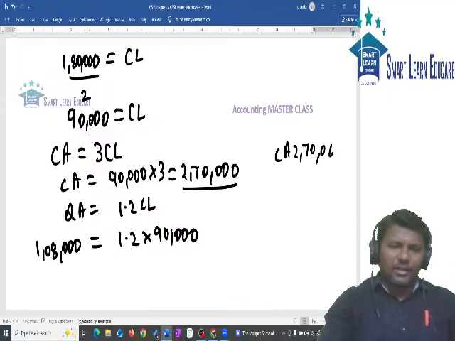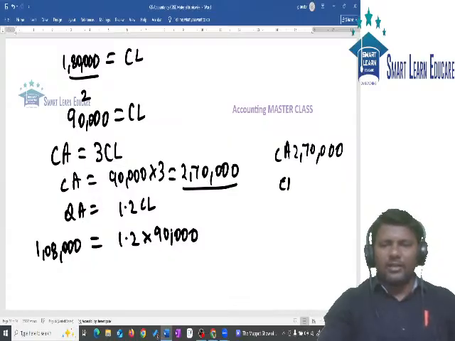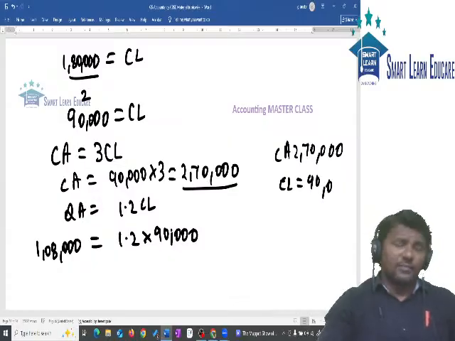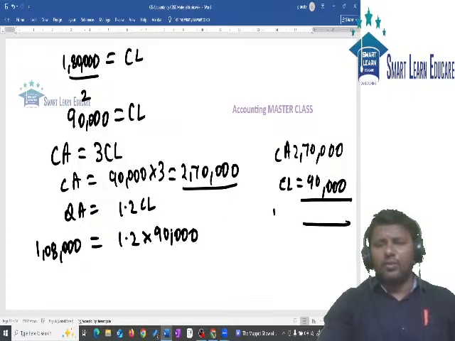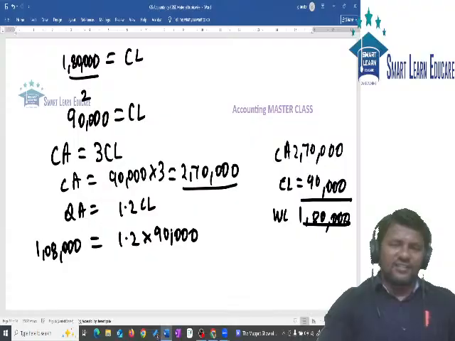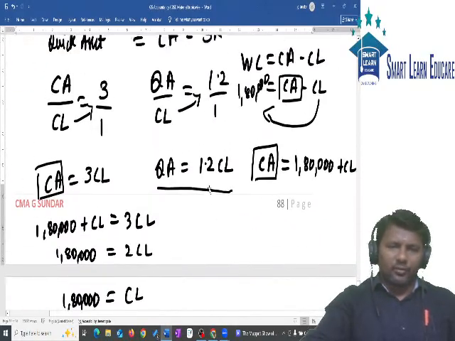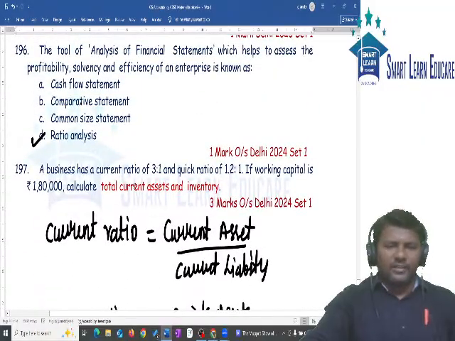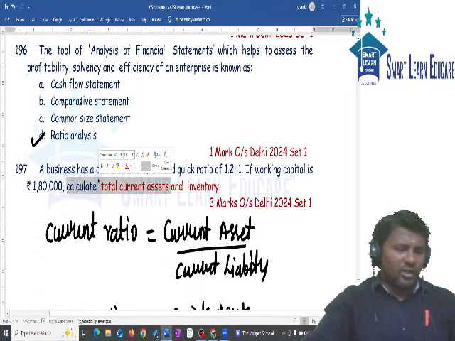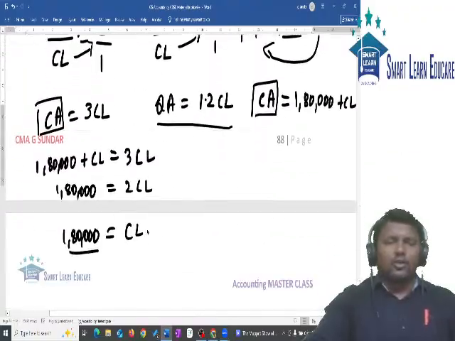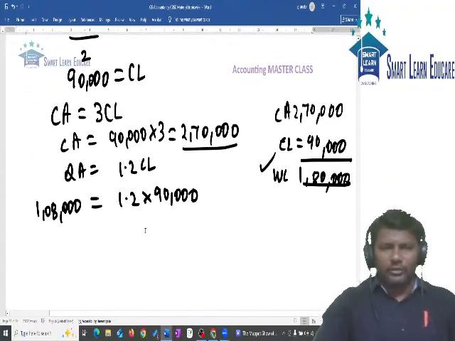And current liability, what is current liability? Current liability, it is 90,000. Current asset minus current liability will give you working capital. What is the working capital? 1,80,000. So our answer is correct. Okay, now go to the requirement. In the question order, what is the requirement? First requirement is total current asset. We already found what is total current asset. Total current asset is 2,70,000.